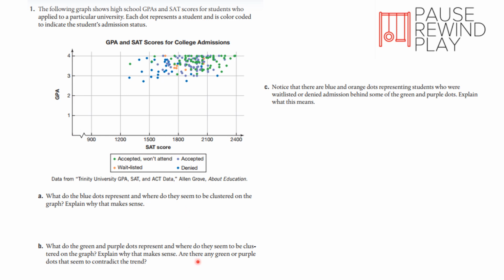And then the question is, what do the green and purple dots represent, and where do they appear to be clustered on the graph? Explain why that makes sense. Are there any green or purple dots that seem to contradict this trend? And finally, notice that there are blue and orange dots representing students who were waitlisted or denied admission behind some of the green and purple dots. Explain what this means. So please pause the video and give this a go.